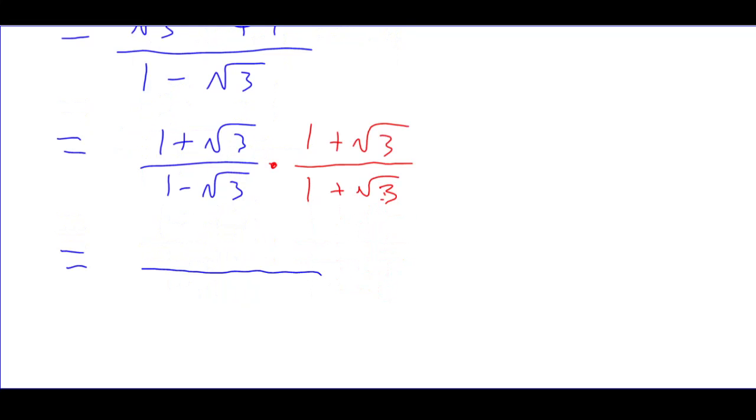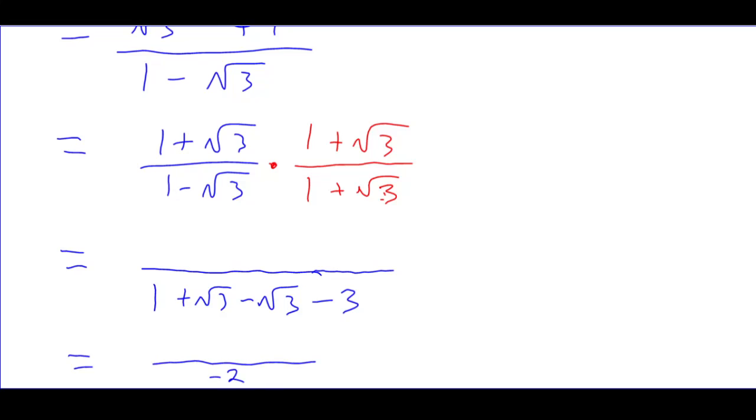Using FOIL, look what happens in the denominator. 1 times 1 gives you 1. You then multiply 1 by root 3 to get root 3. And then you multiply negative root 3 by 1 to get a negative root 3. And so notice that those radicals will cancel out. And then root 3 times root 3 is just 3, or in this case, negative 3. So I'm actually going to get 1 minus 3, which is just negative 2 in the denominator.